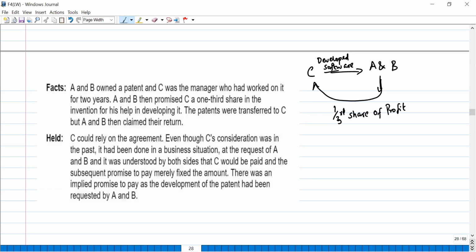And it is understood by both sides that C would be paid, and the subsequent promises to pay merely fix the amount. Therefore, there was an implied promise to pay, as the development of the patent had been requested by A and B.